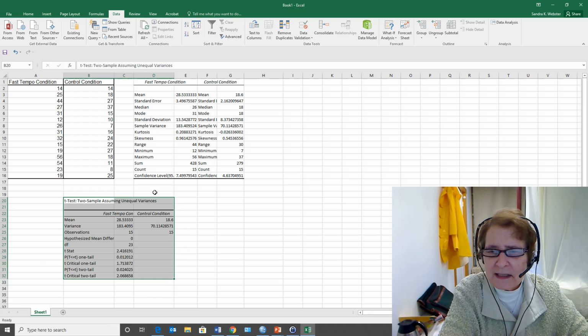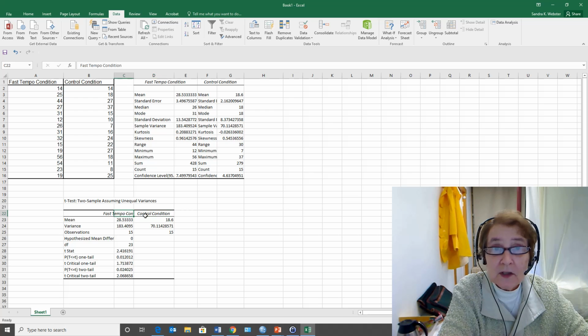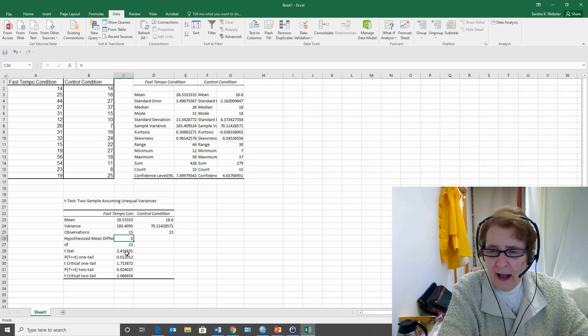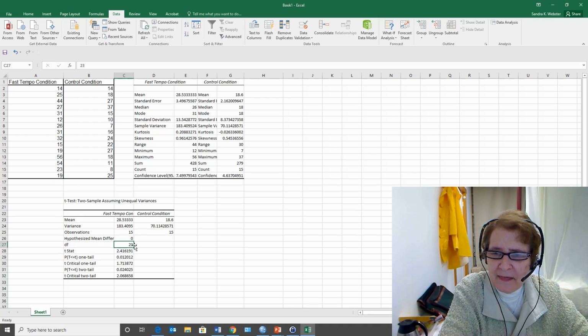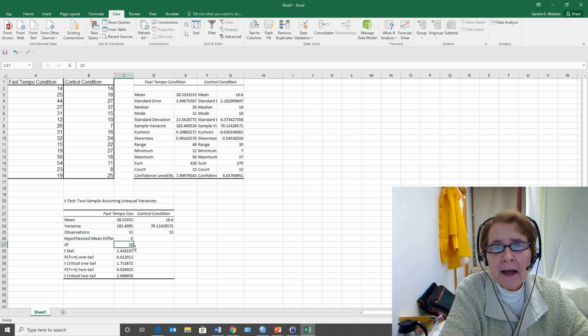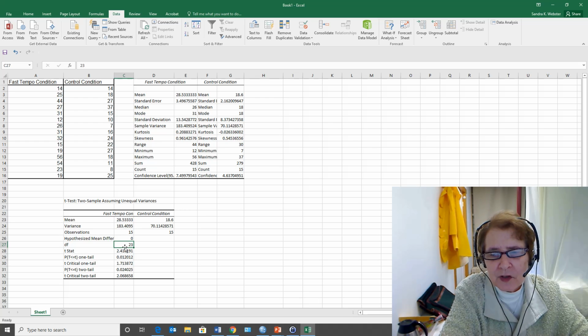And I get all of this output. So it's giving me the means for each condition, which I would need to be able to interpret any t, which is a test of the difference between means. The variance for the two groups, the number of observations, always check your n. The hypothesis was that they would be equal. That's the null hypothesis. And the degrees of freedom are 23. This is because we have assumed unequal variances. The degrees of freedom are calculated differently when you assume unequal variances. So let the calculator function do that for you.